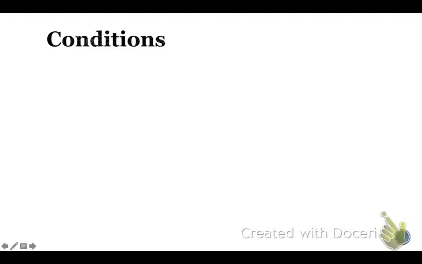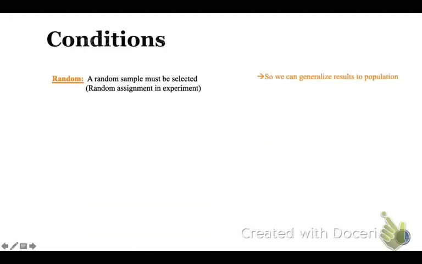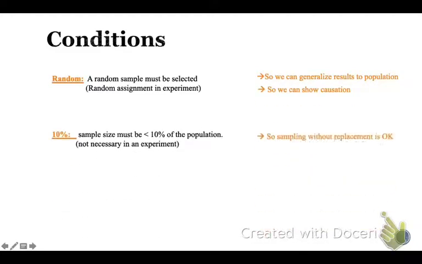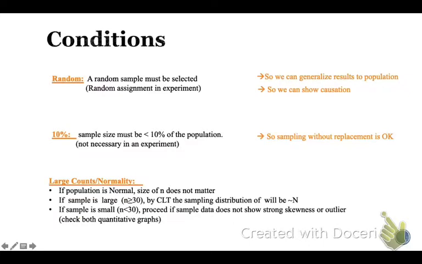Okay, so our conditions are random. Just going to go through these very quickly, not reading everything on my screen because we've done this several times and it's in previous videos. Feel free to stop, pause the video and read more carefully. So random, 10%, and our large counts or normality condition, where we're dealing with whether or not we have a small or large sample size.